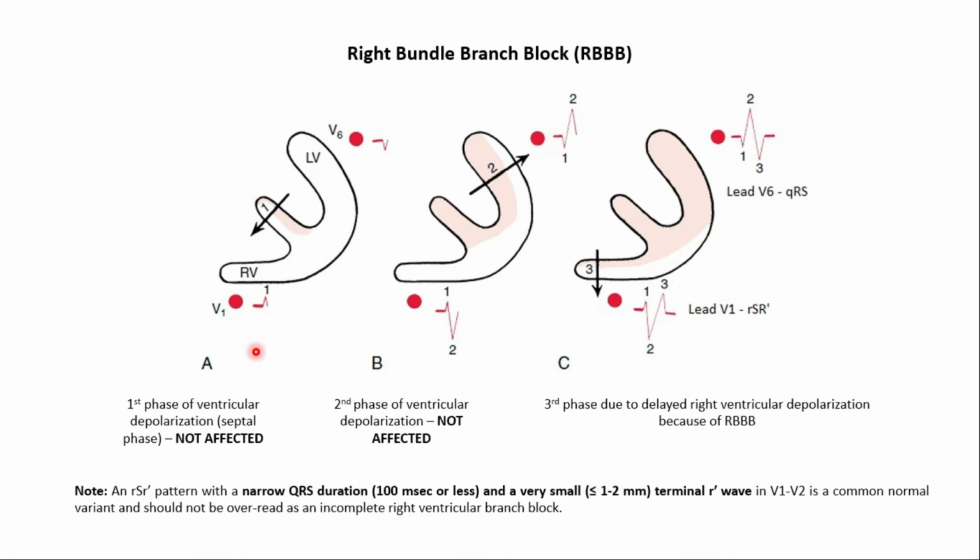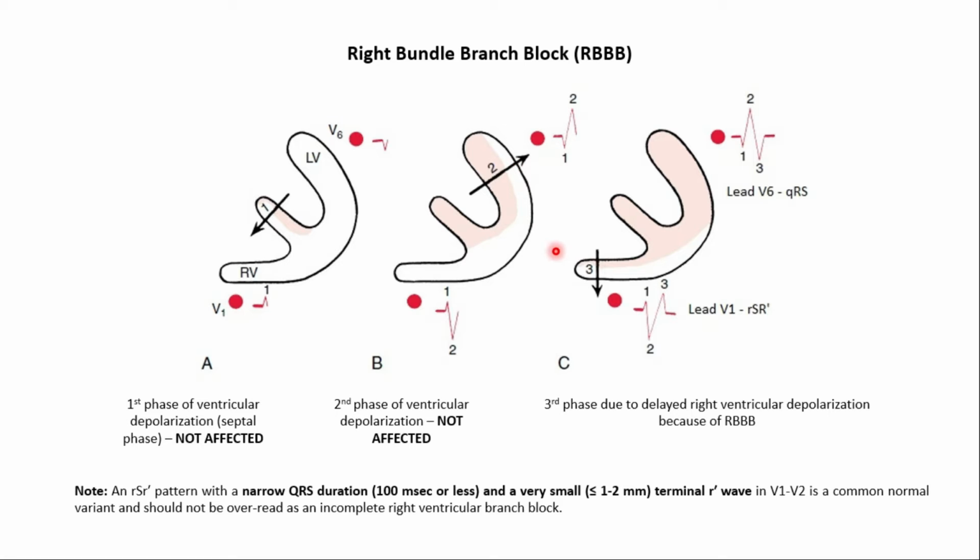In right bundle branch block, the first phase of ventricular depolarization, that generally is initiated by the left bundle branch, and the vector points towards the right side of the heart, is not affected. The second phase of ventricular depolarization is also not affected because of the dominance of the left side of the heart. The vector points towards the left precordial leads.